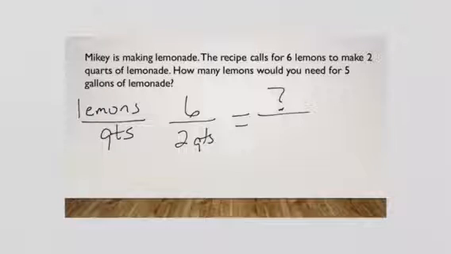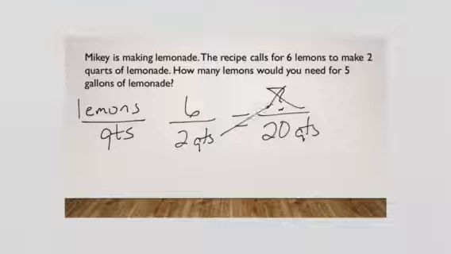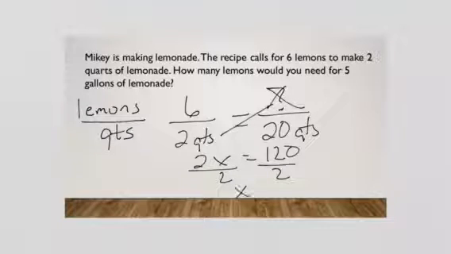But wait, 5 gallons? But that says quarts. So what do we do? We change the gallons to quarts. How many quarts are in a gallon? 4, that's right. So you just do 5 times 4 is 20 quarts. So we're going to do cross products. We'll get 2x equals 120, divide by 2, x equals 60. So we will need 60 lemons for 5 gallons of lemonade. That's a lot of lemons.